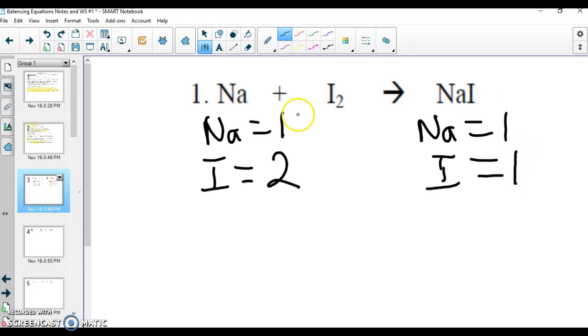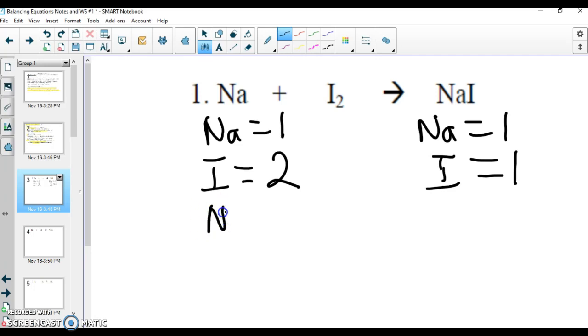Sodiums are already balanced at 1, iodine has 2, and on the other side, it's got 1. So I want to get them to be equal. Can I do this? And what I'm doing is I'm putting a subscript in between the sodium and the iodine. The answer to that is no, I cannot do that. I can't do that because that is actually changing what that molecule is. I can't change that molecule, but I can add things in front of it.